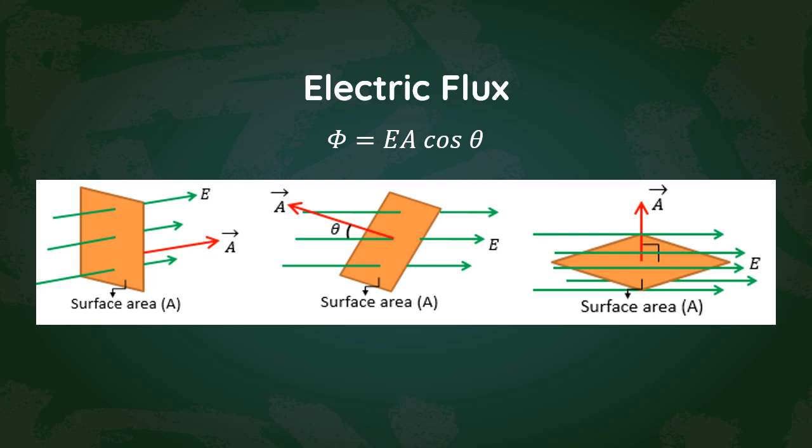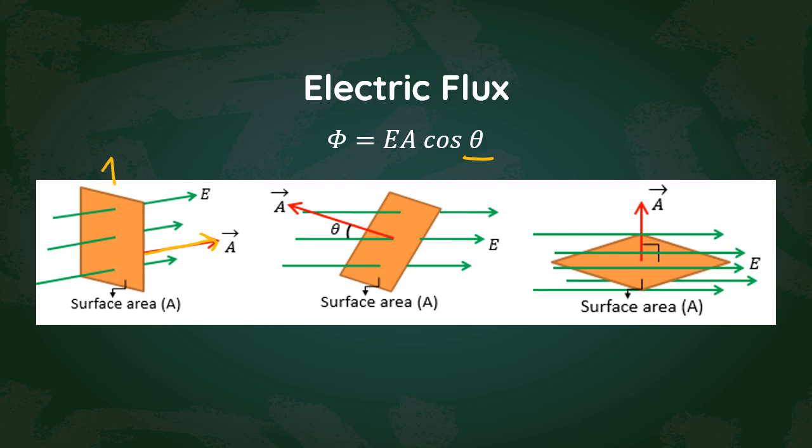Now, we have here three kinds of orientations with respect to your surface area and the electric field. The first illustration is where the surface area is directly perpendicular to the electric field. When we factor in the angle, we take the area vector. And what's the area vector? The area vector is the one that is perpendicular to the surface area, as you can see here. In our formula, EA cosine theta, this angle refers to the angle between the electric field and the area vector.